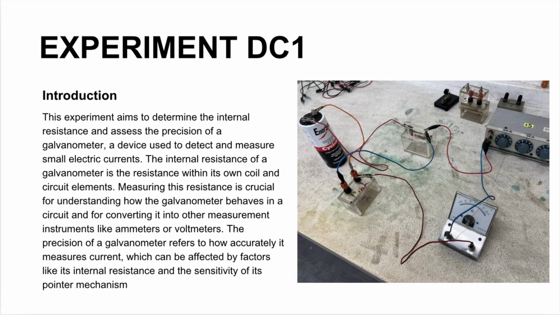Okay, the first one is experiment DC1. This experiment aims to determine the internal resistance and assess the precision of a galvanometer, a device used to detect and measure small electric currents. The internal resistance of a galvanometer is the resistance within its own coil and circuit elements. Therefore, measuring this resistance is crucial to understand how the galvanometer behaves in a circuit.